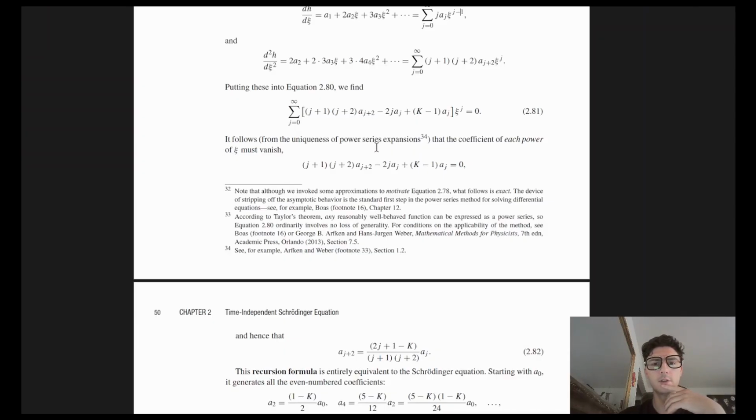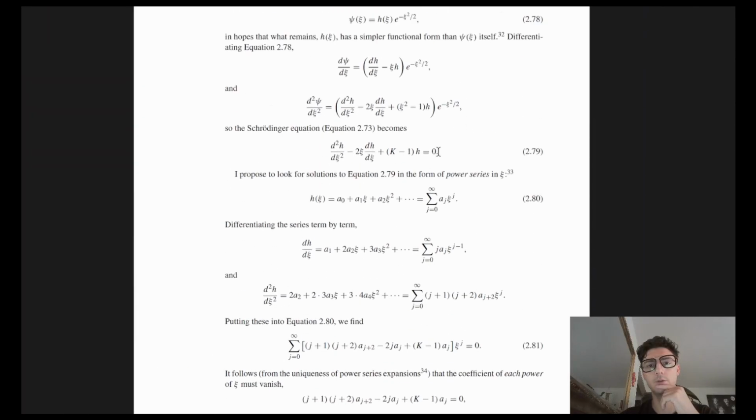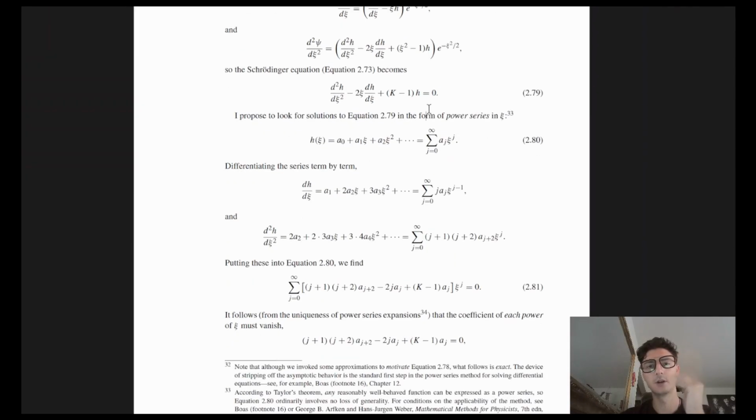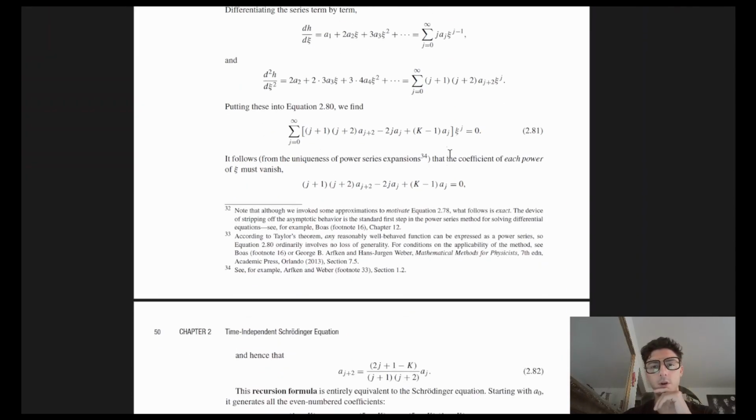It follows from the uniqueness of power series expansions that the coefficients of each power of xi must vanish. Okay. So what does that mean? It looks like he just takes this whole thing inside the brackets and he equates that to 0. Interesting. Well, this whole equation equals 0, and this equals 0 actually was confusing to me. I don't know where this came from. I'm assuming once you plug things in, you move stuff around, this just equals 0 on the other side. But still kind of weird. You might want to ask yourself, where does the 0 come from?